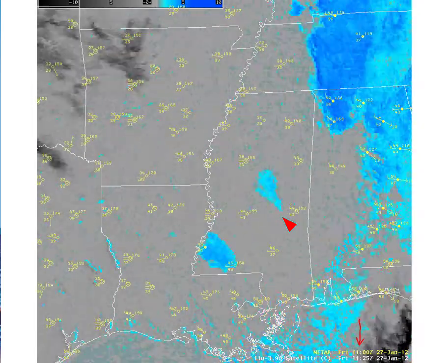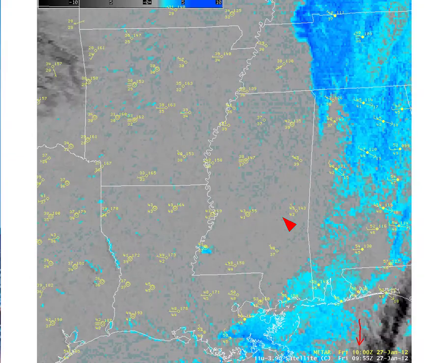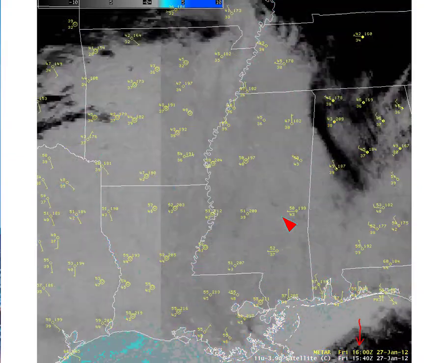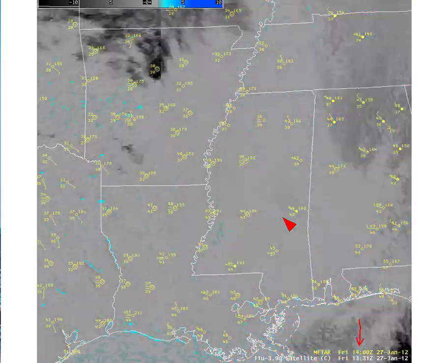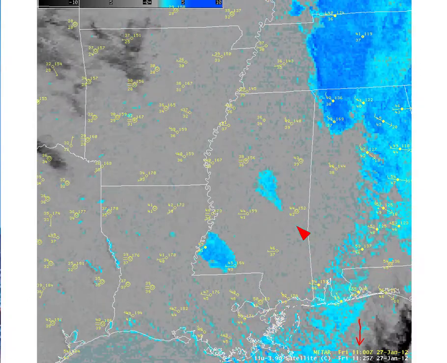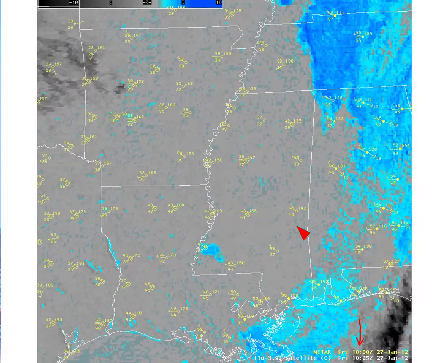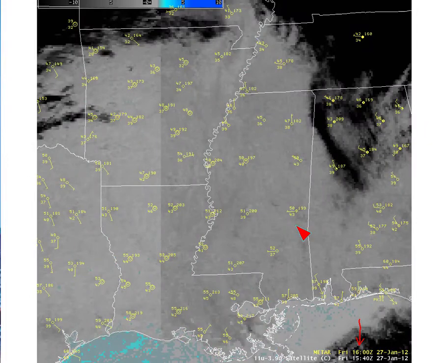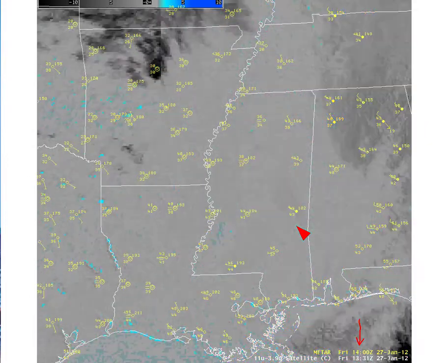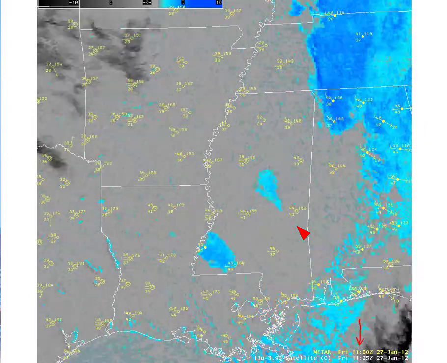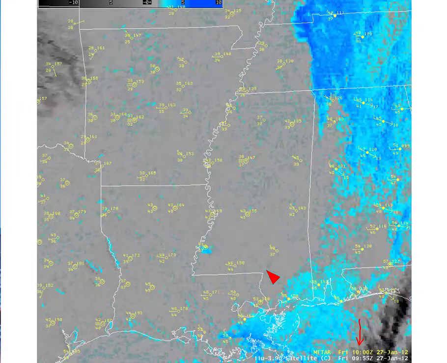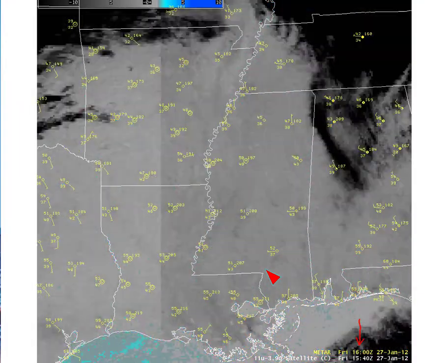By the end of the loop, we see dissipation of the fog region in Mississippi over here, but it's complicated to some extent with the transition between a positive temperature difference and a negative temperature difference, and then by the very end of the loop, it goes away.